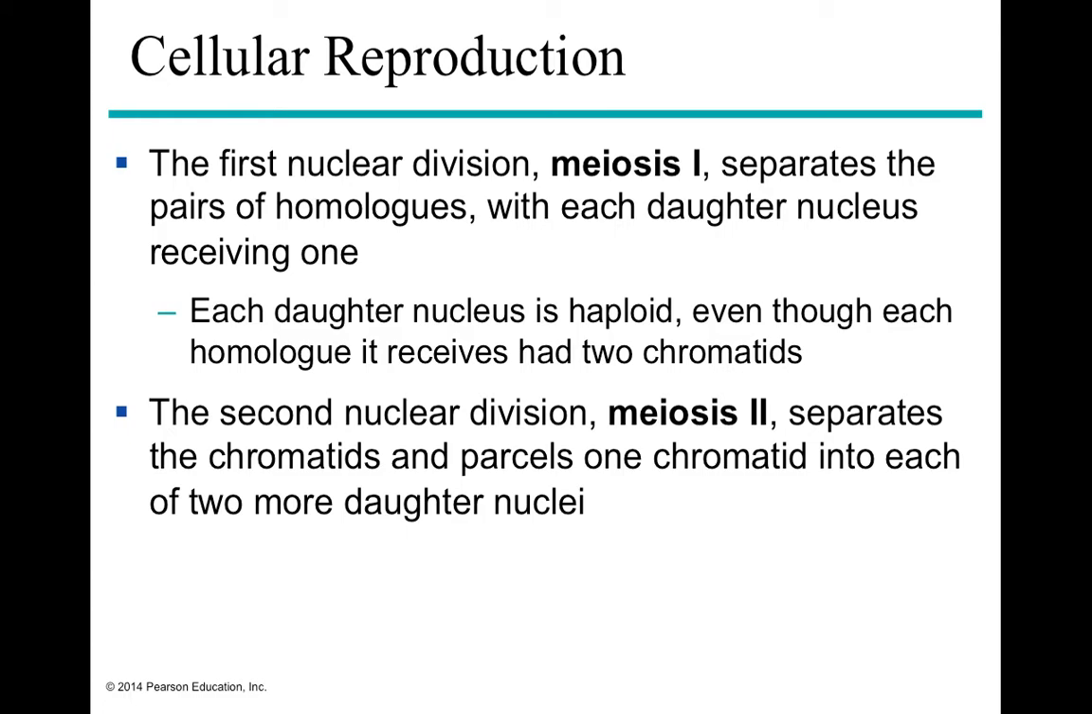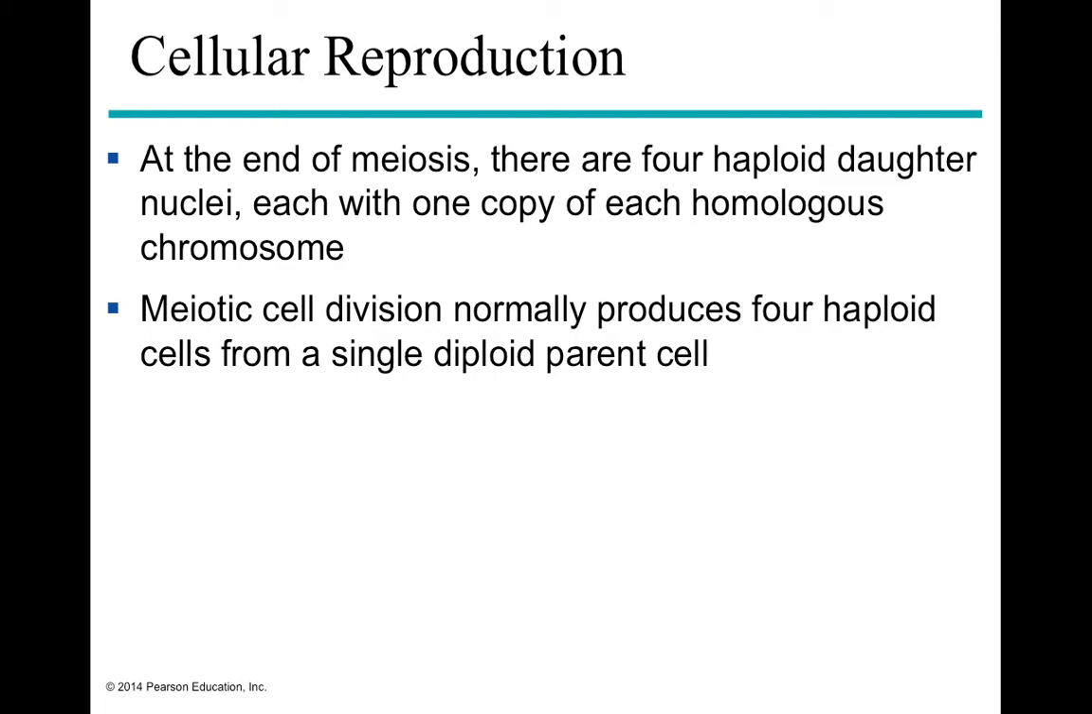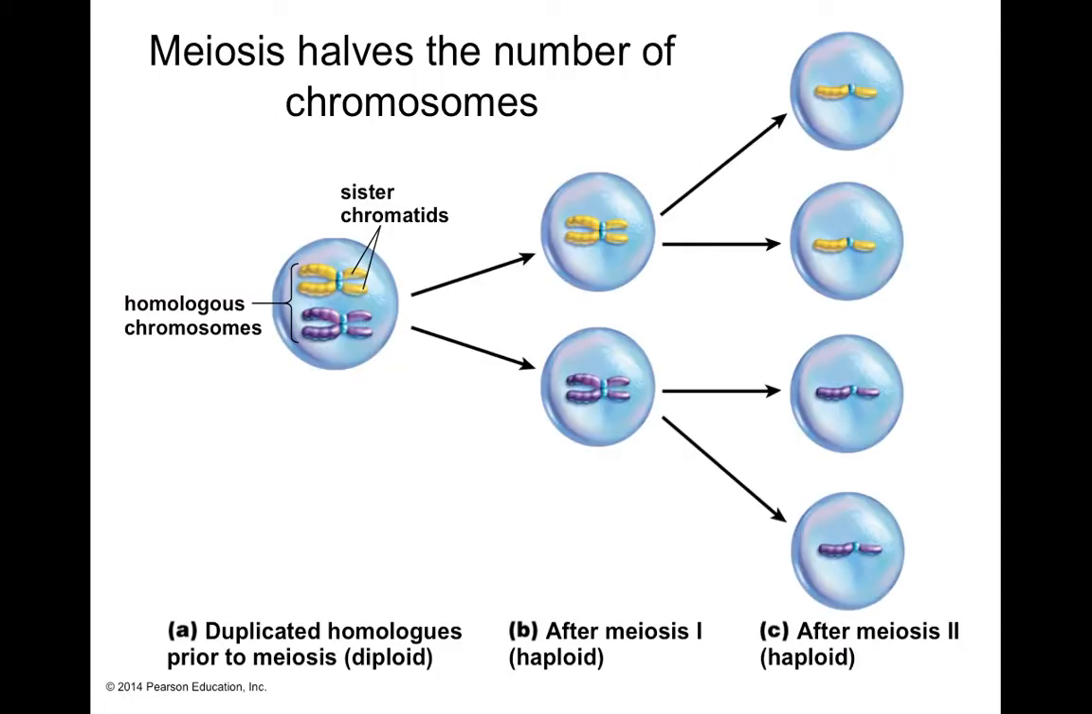The second nuclear division, which is meiosis II, separates the chromatids into each of the daughter nuclei, and it's going to end up creating haploid cells from a single diploid parent cell. So let me back up. Mitosis creates two diploid, genetically identical cells from a single parental cell. Meiosis creates four haploid, genetically unique cells from a single diploid parental cell. All right, so how does that work?